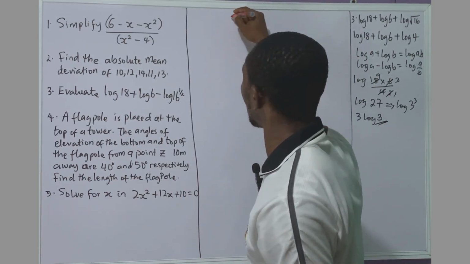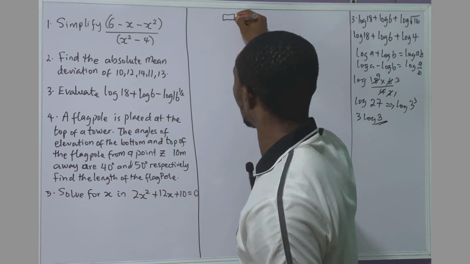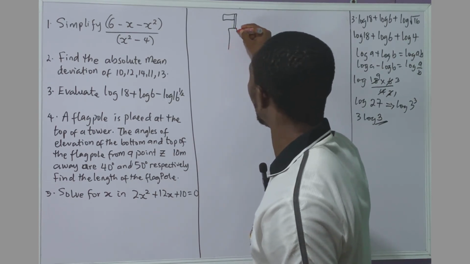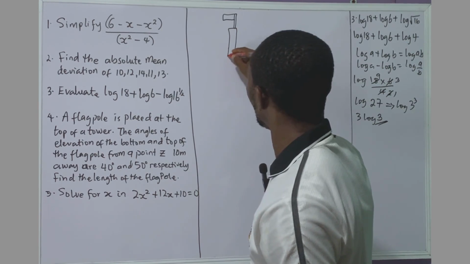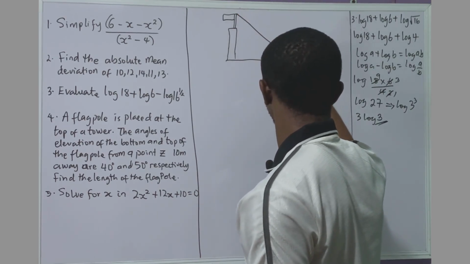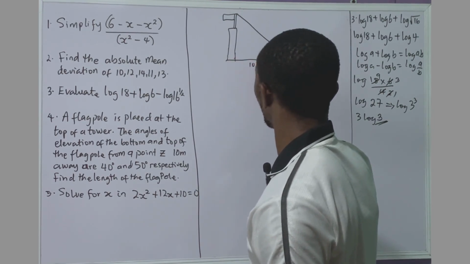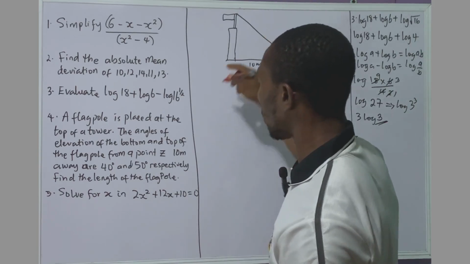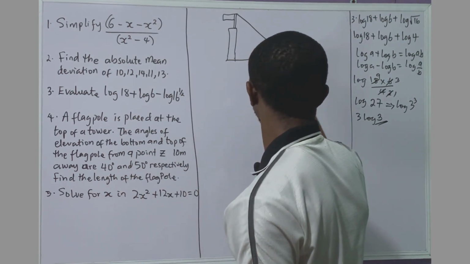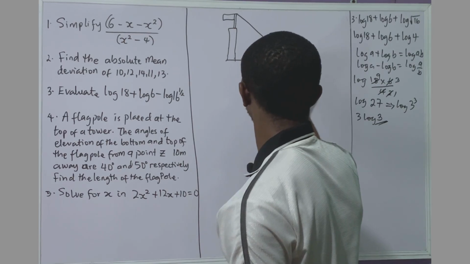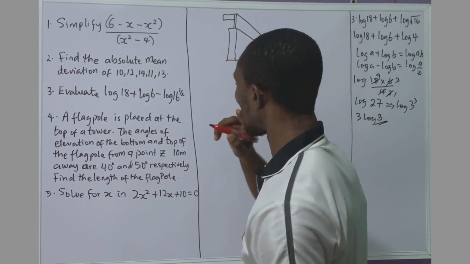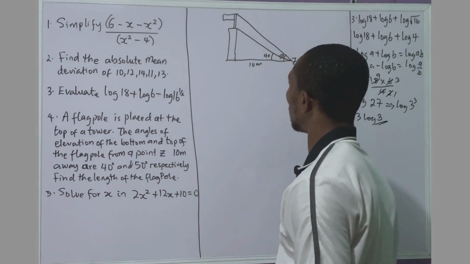Okay, let's represent this. Let's say this is a flagpole, on top of a tower. And this is a point Z. Now it says it's 10 meters away. So from the top of the flagpole, the angle is 50 degrees. And from here to the bottom of the flagpole, the angle of elevation is 40 degrees.